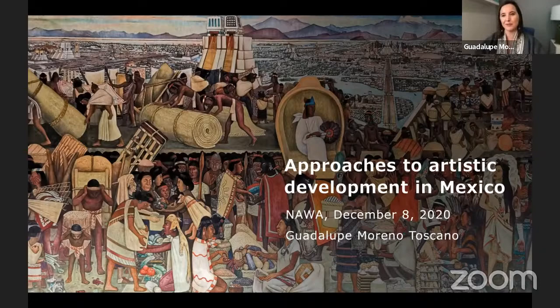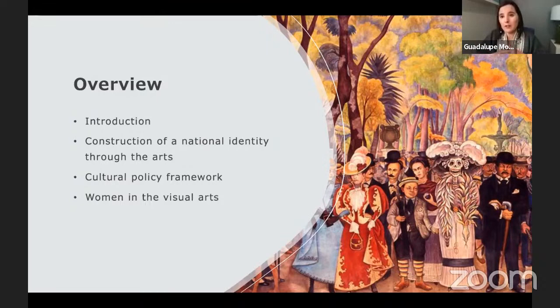I have a lot of paintings through my slides in my presentation, so I will be giving you some information about them. This main painting is by Diego Rivera, Mexican muralist, who painted this mural at the National Palace in Mexico City. It is called Mexico Through the Centuries, and it was painted from 1929 through 1935.